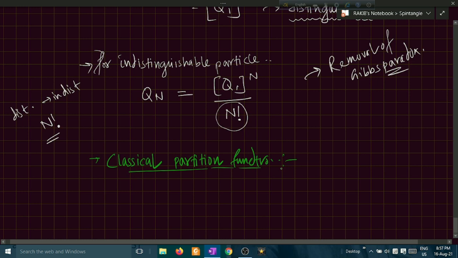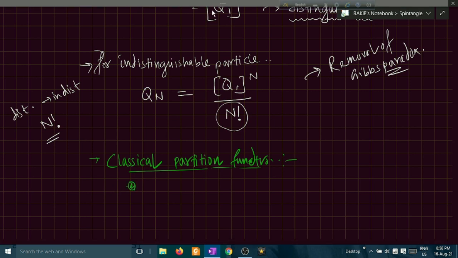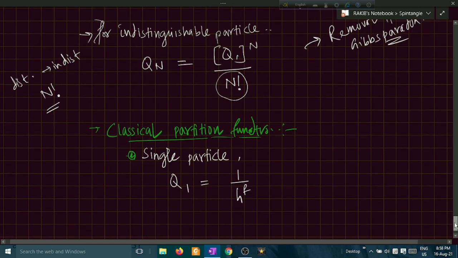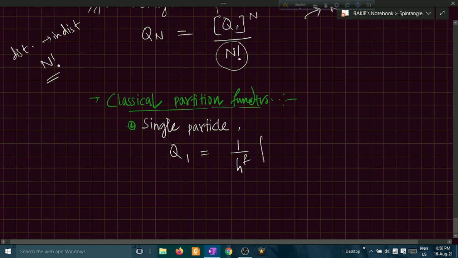Okay, so this is the classical partition function. In the case of the classical partition function, for a single particle, the single particle partition function will be written as q1 equals 1 by h^f, where f is the degrees of freedom, and two integrations will be introduced here: e to the power minus beta E, d^f q and d^f p. This is the partition function in the case of a single particle.